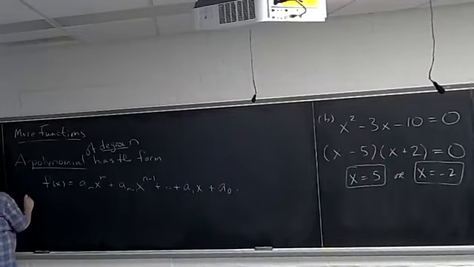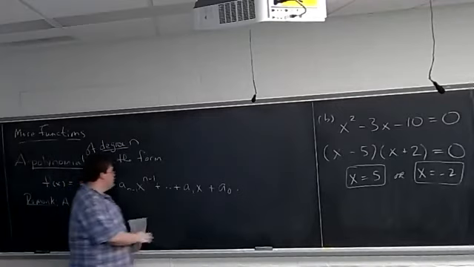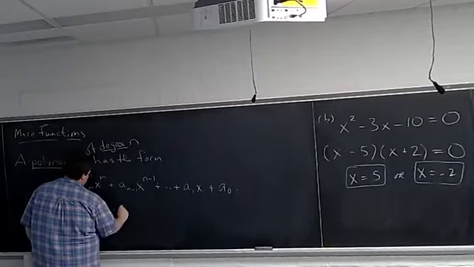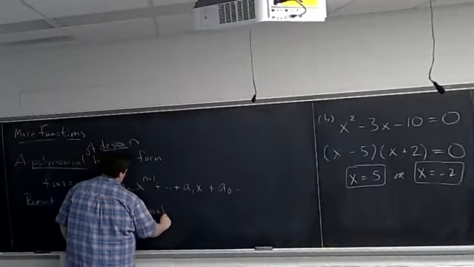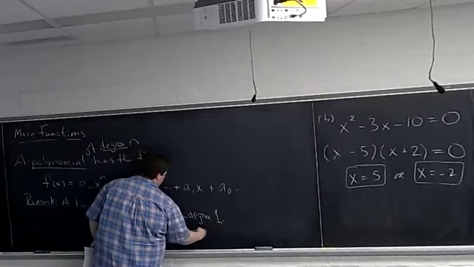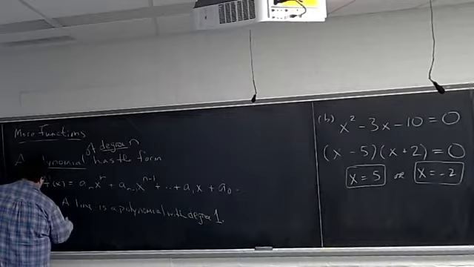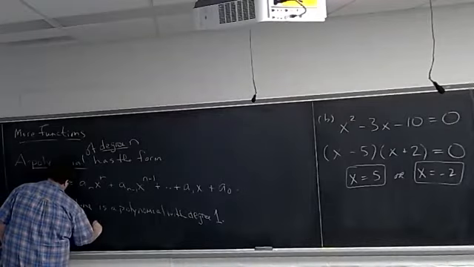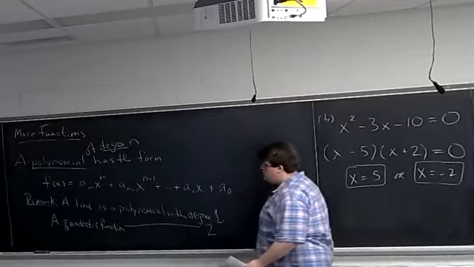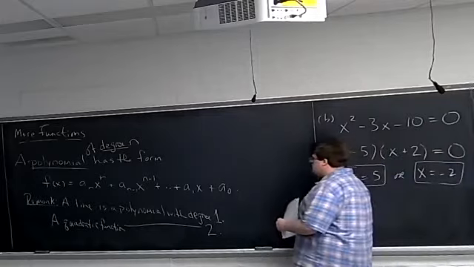So I'll write down here, remark. A line is a polynomial where all you have are these last two terms. A line is a polynomial with degree one. Degree n polynomial, a line is degree one. And a quadratic function is a polynomial with degree two. And you know, degree three, degree four also have certain words assigned to them. We're not going to really talk too much about that.